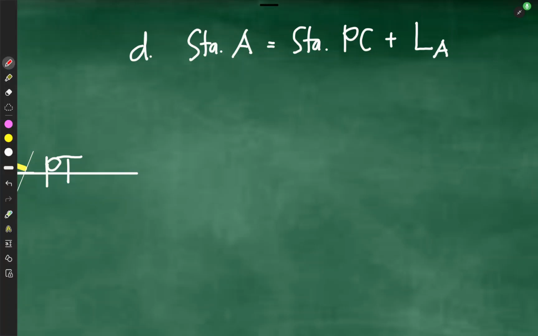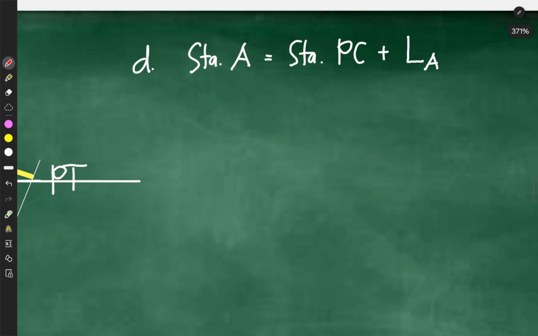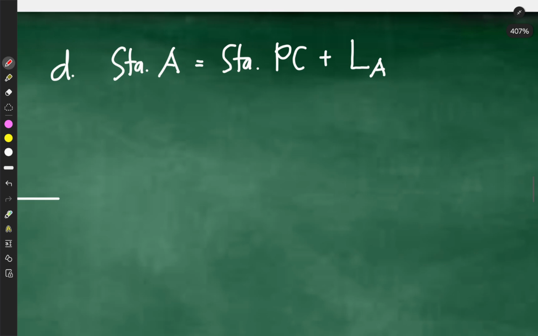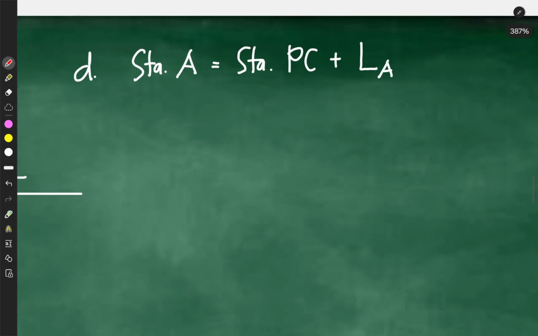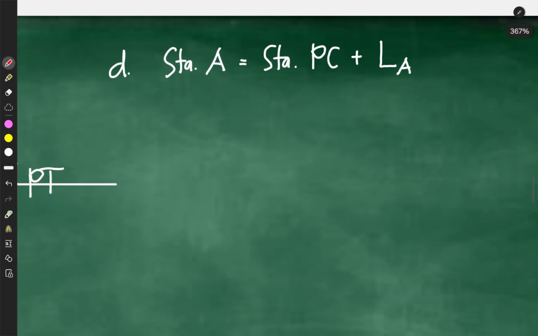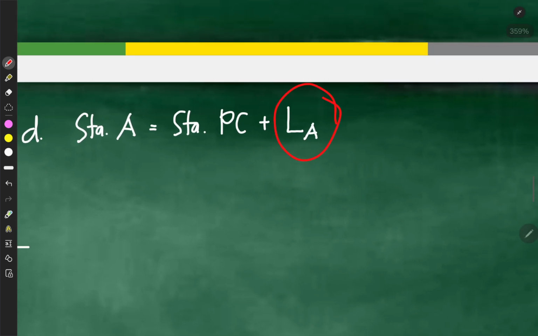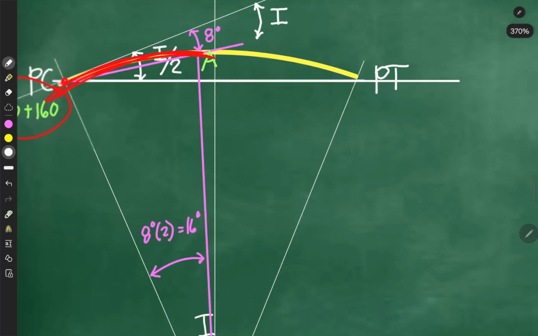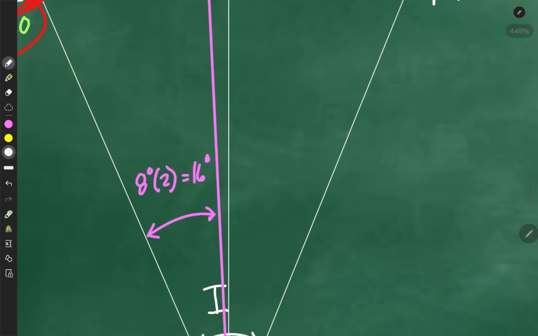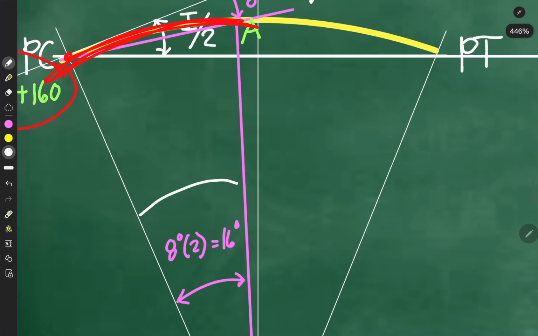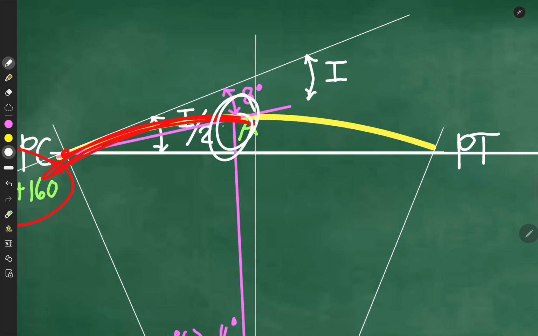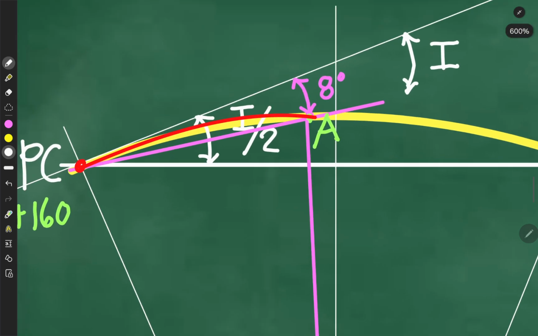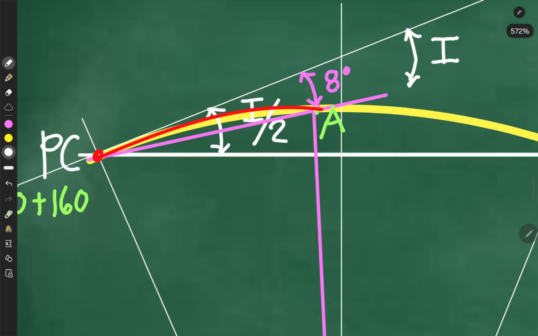Hello guys, to continue with our letter D, still under problem number 3, the stationing of point A is just the stationing of PC plus the length of curve going to point A. So we have to solve first the value of the length of curve from PC to point A. If we have this 16 degrees in total going to point A, we can solve for the value of the length of curve from PC going to point A.